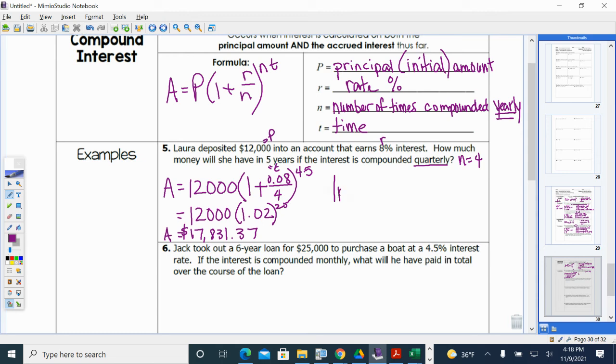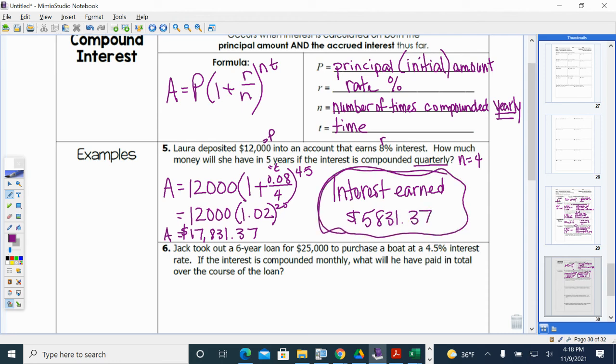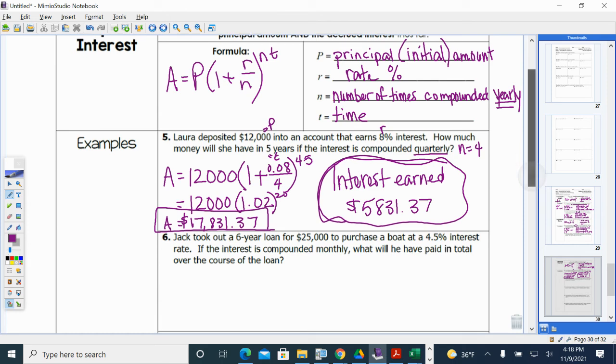So the amount of interest is $5,831.37. That's kind of the nutshell here. Yes, this is your answer. That's the amount that she's going to have in her account. But if I ask you how much interest it earned, the $5,831 would be your answer.